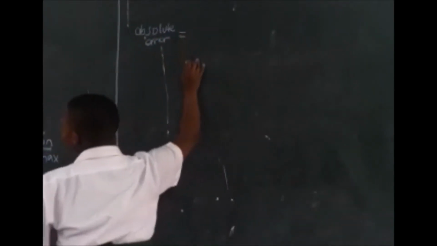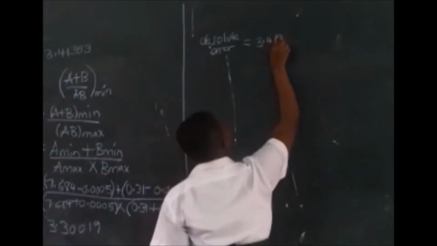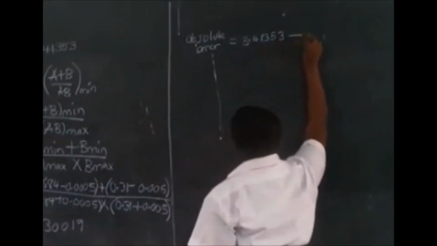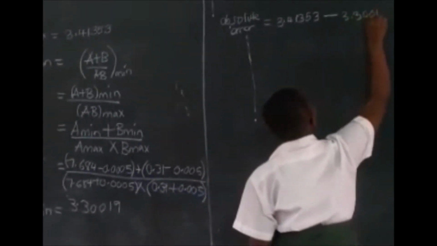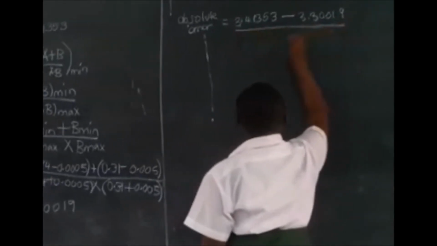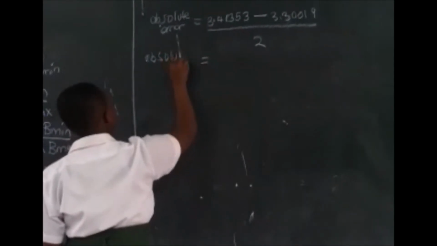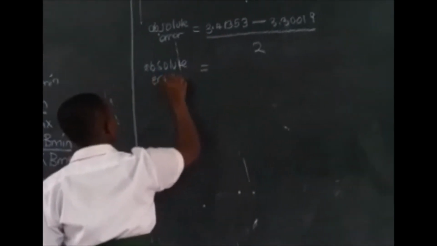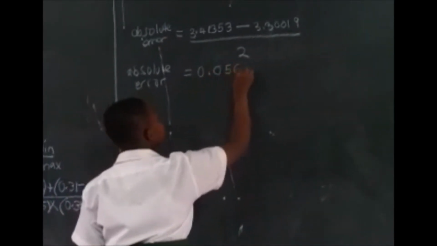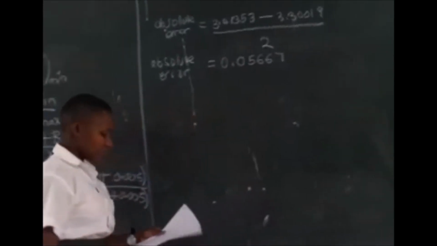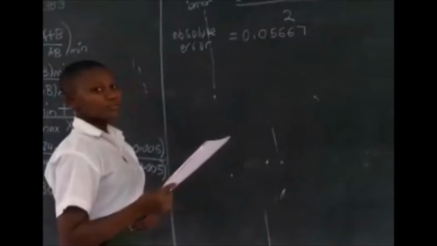Our absolute error will be the maximum value, which is 3.41353, minus the minimum value, which is 3.30019, out of 2. So our absolute error is going to be 0.05667. That was part B, Roman numeral 1. We go to part B, Roman numeral 2.